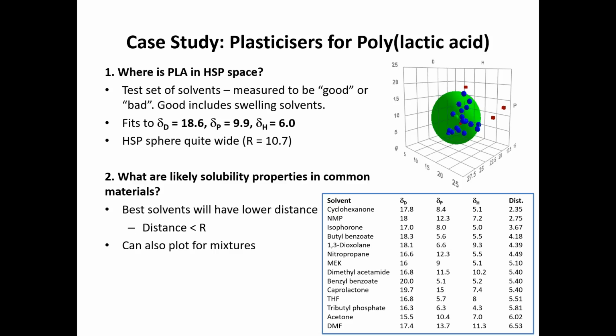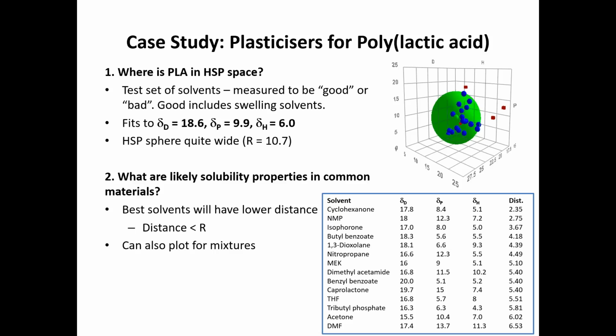So the blue solvents were good solvents, and the red ones were bad solvents, and the blue ones all fit into a sphere in three-dimensional Hansen space, with a best fit to DD of 18.6, DP of 9.9, and DH of 6. So you've got a modest amount of polar and hydrogen bonding interaction there. That HSP sphere is quite wide, which means that quite a wide range of solvents will have some degree of solubility or swelling behavior for PLA.